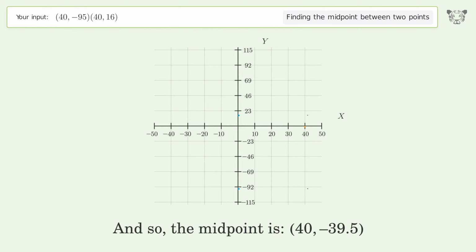And so, the midpoint is 40, negative 39.5.